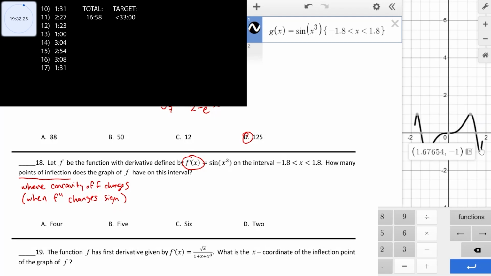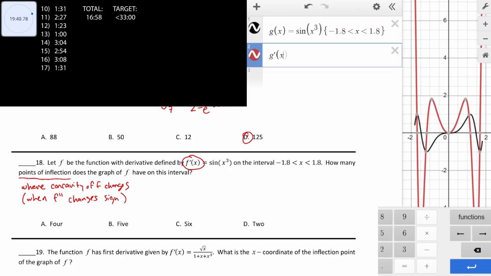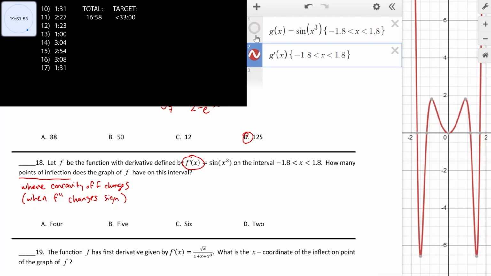But if you really want to see the graph of g double prime, it might be even more obvious here. So, f double prime would be the same thing as g prime. So if you just type in g prime, it's going to graph it. And we're only interested on this interval, so I'm going to put that domain restriction there too. I'm going to hide f prime. So now all I'm looking at is f double prime.